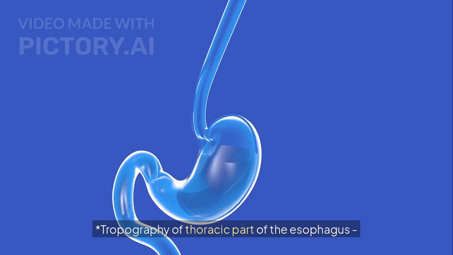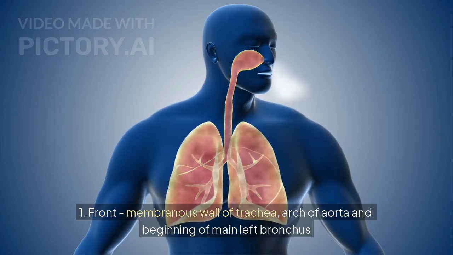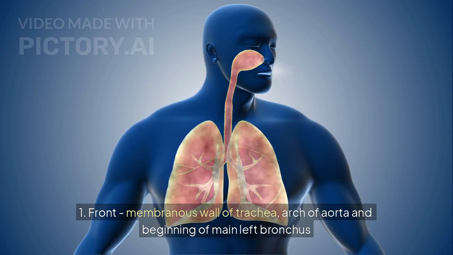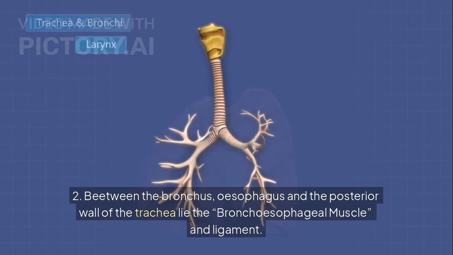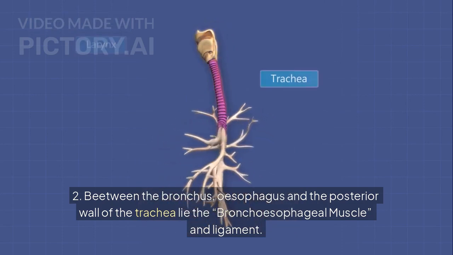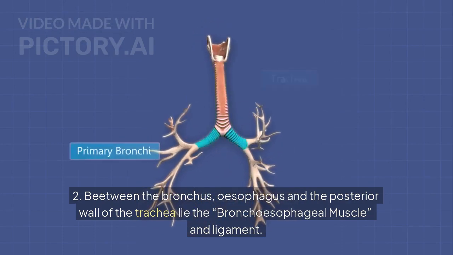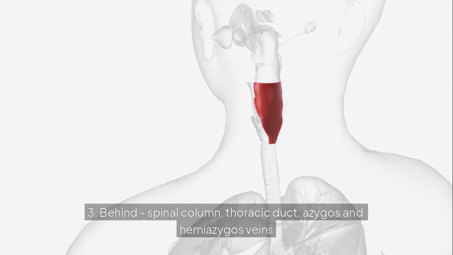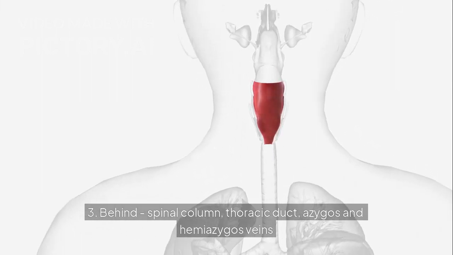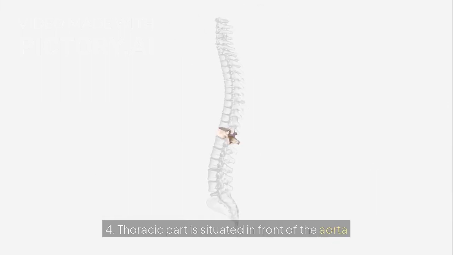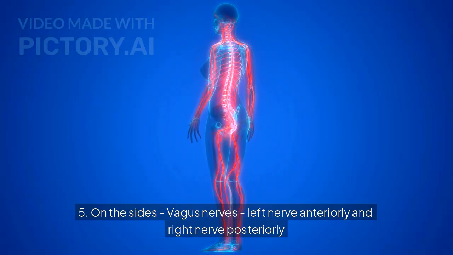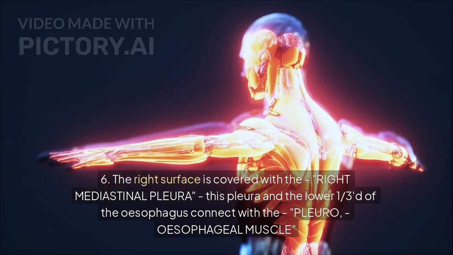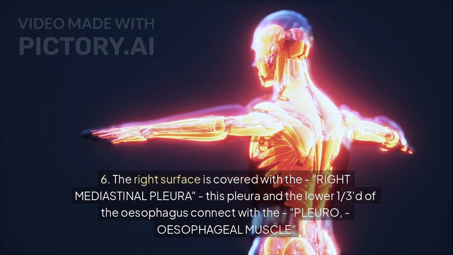Topography of the thoracic part of the esophagus. 1. Front: membranous wall of the trachea, arch of the aorta and beginning of the left main bronchus. 2. Between the bronchus, esophagus and the posterior wall of the trachea lie the bronchoesophageal muscle and ligament. 3. Behind: spinal column, thoracic duct, azygos and hemiazygos veins. 4. The thoracic part is situated in front of the aorta. 5. On the sides: vagus nerves, left nerve anteriorly and right nerve posteriorly. 6. The right surface is covered with the right mediastinal pleura.